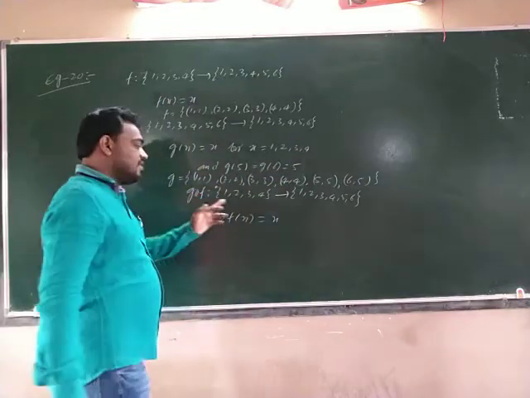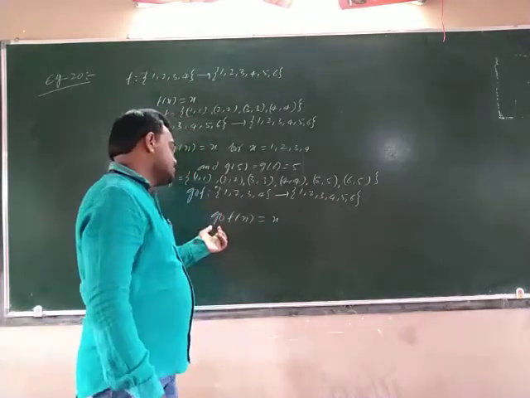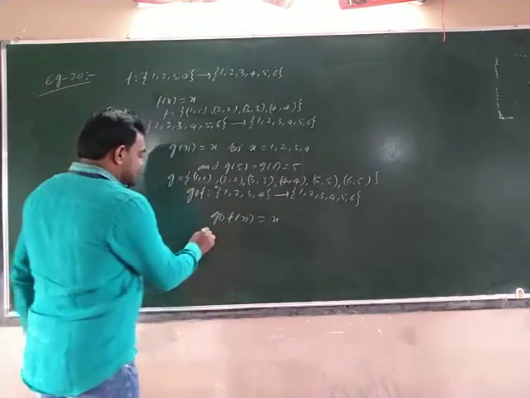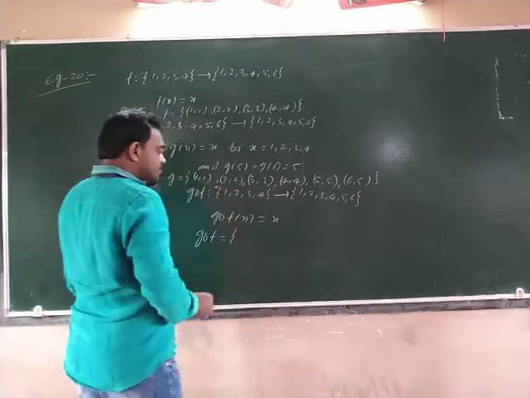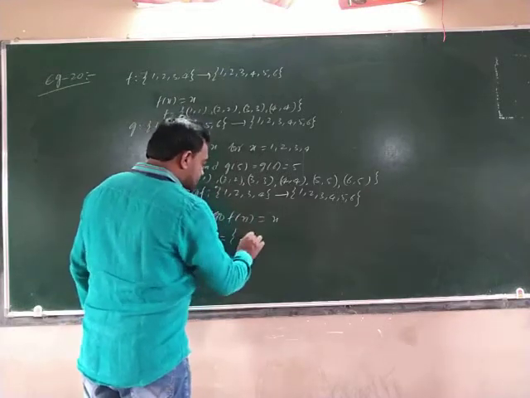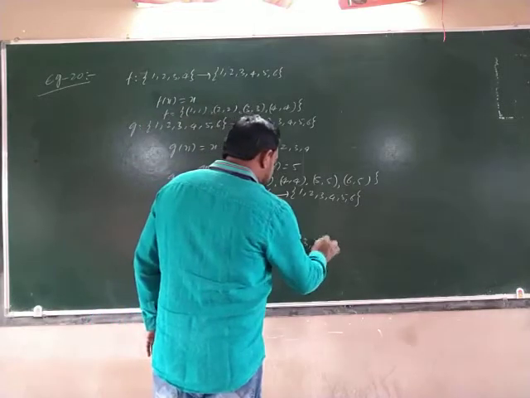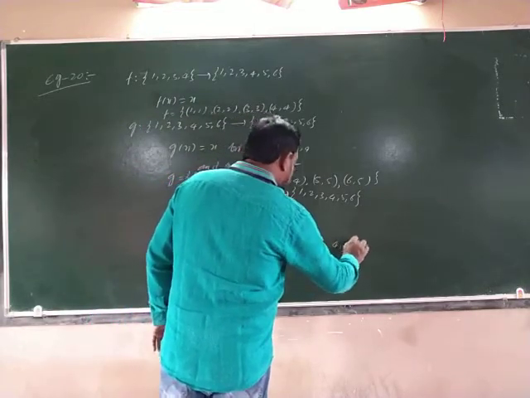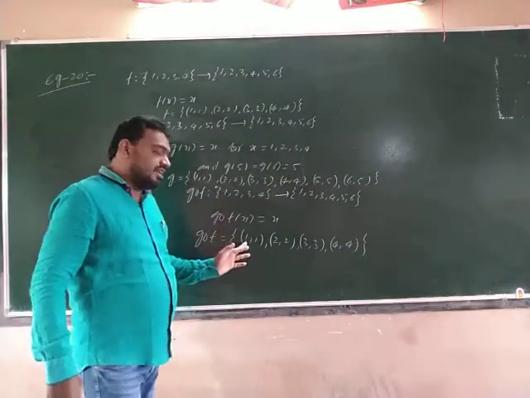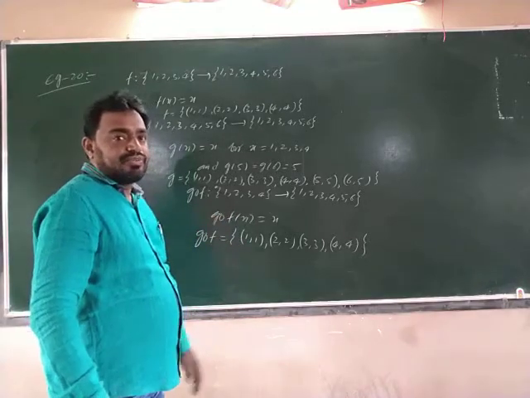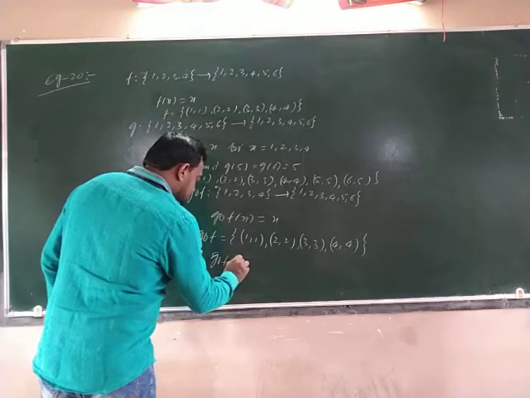Now g circle f from {1,2,3,4} to {1,2,3,4,5,6}, g circle f of x equals x. Here the elements are (1,1), (2,2), (3,3), (4,4) only. It is very clear it is 1-1 because every element has a unique image. So here g circle f is 1-1.